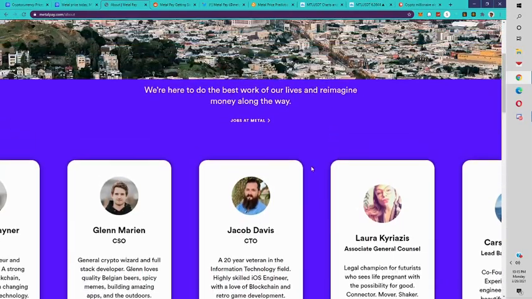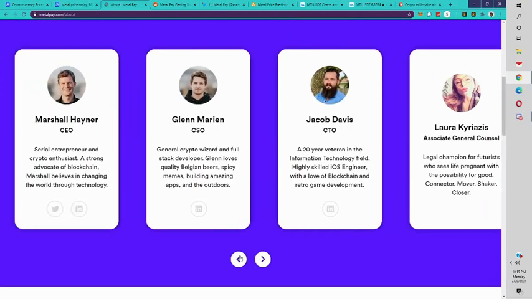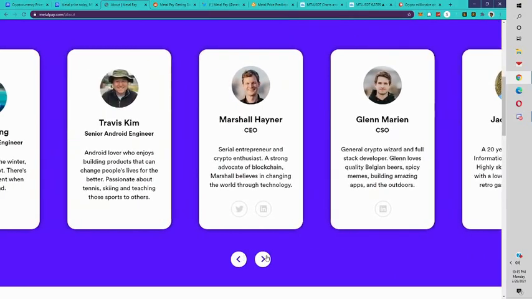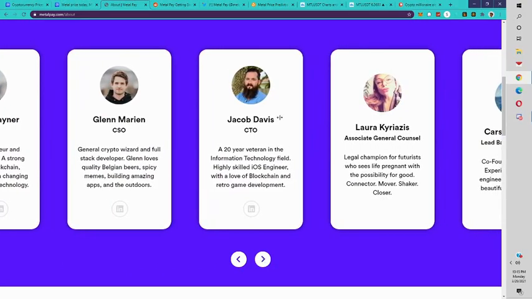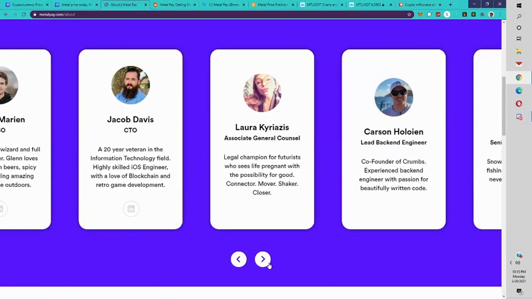This is their team, the Metal team. The CEO is Marshall Hanner. He's a serial entrepreneur and crypto enthusiast and a strong advocate of blockchain. Marshall believes in changing the world through technology. The CTO is Jacob Davis. Glenn Marion is CISO. Lori is the Associate General Counsel.